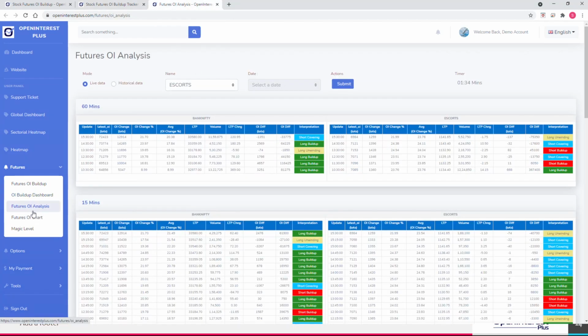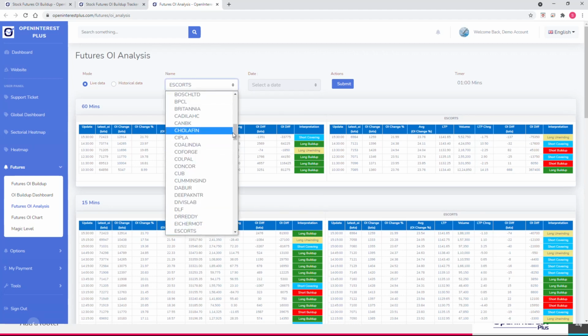So this is the future OI analysis tab. This page is designed in such a way that at any given point of time we will have data of two instruments displayed on this partition. On the left hand side, bank nifty is always constant. When I started trading, I was very keen on bank nifty, so I wanted to look at bank nifty all the time by default, and at the same time I wanted to have another instrument.